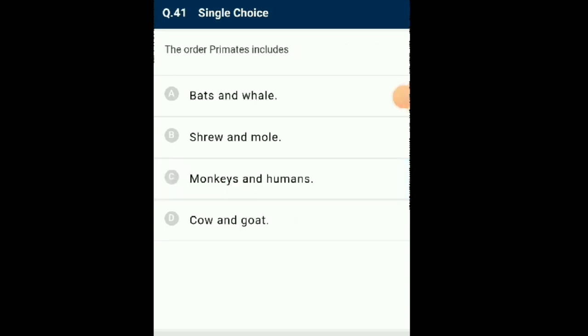Question number 41. The order primates includes monkeys and humans. Humans are primates, but humans do not descend from the monkey. Humans evolved from apes. So the answer for this question is option C. Monkeys and humans. The first primates are thought to have evolved 65 to 70 million years ago during the Paleocene epoch of the Tertiary period.